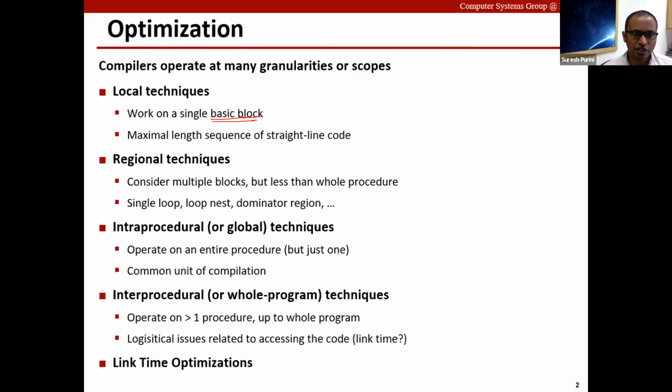There are certain optimization techniques which go beyond a single basic block but work within the control flow graph associated with a procedure or a function. The region that they consider is more than one basic block. For example, in the next class, we will look at what are called extended basic blocks.